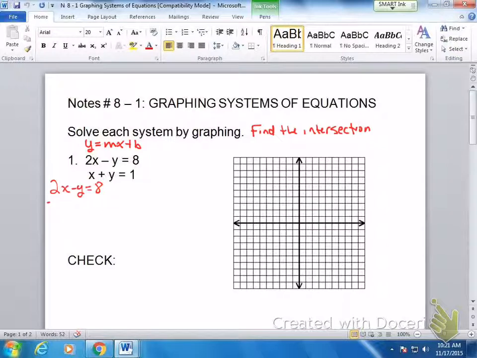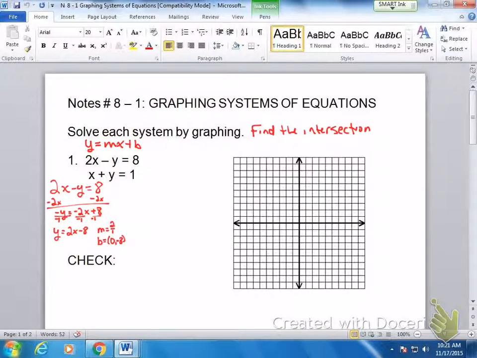The first thing I need to do is move my x's. So I subtract 2x from both sides. When I do that, I get negative y equals negative 2x plus 8. Now that's not solved for y because it's still negative, so I'm going to divide everything by negative 1. And when I do that, I get y equals 2x minus 8. Now we need to get the slope out of it. So I have m equals 2, but I'm going to write 2 over 1. And b is negative 8, so that's the point (0, negative 8).